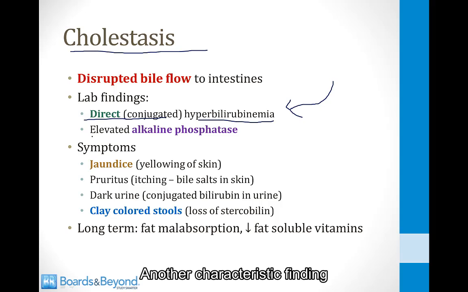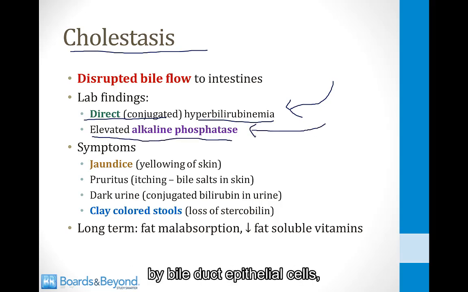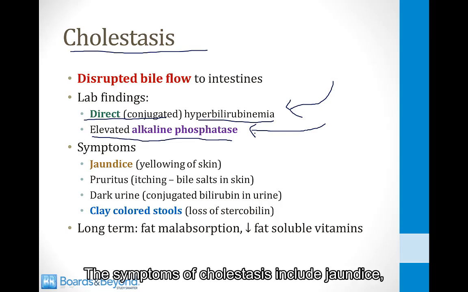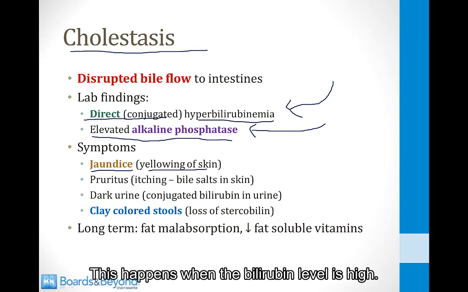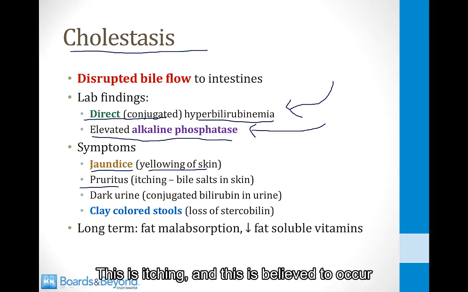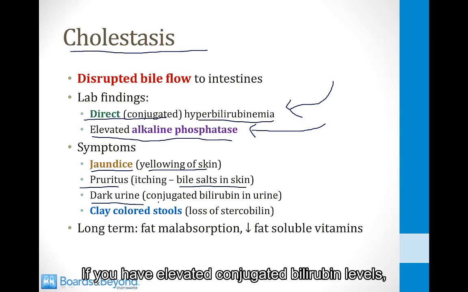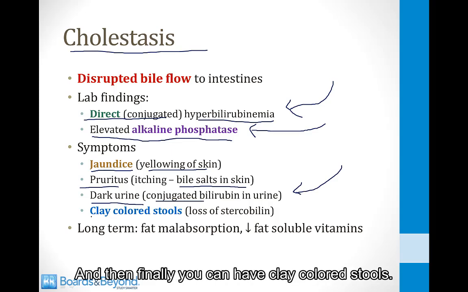Another characteristic finding is elevated alkaline phosphatase. Alkaline phosphatase is synthesized by bile duct epithelial cells, and when there's obstruction to bile flow, the level of this enzyme in the serum will rise. The symptoms of cholestasis include jaundice, which is yellowing of the skin. This happens when the bilirubin level is high. There's also pruritus. This is itching, and this is believed to occur because bile salts deposit in the skin. You can also sometimes see dark urine. If you have elevated conjugated bilirubin levels, the urine will turn dark. I talk more about this in the bilirubin module. And then finally, you can have clay-colored stools.